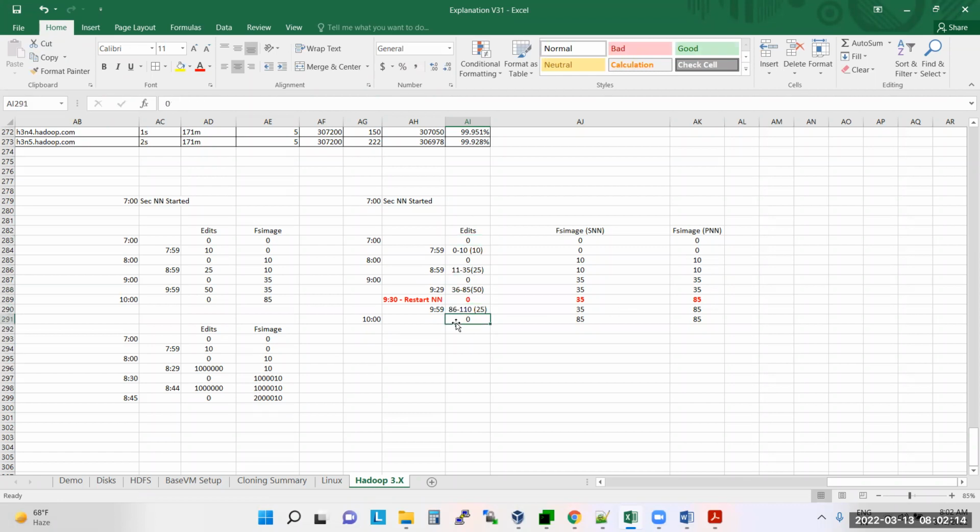So at 10 o'clock, this will become 0. This will become 0. The FSImage on the secondary name node will become 110, and this also will become 110. Understood?